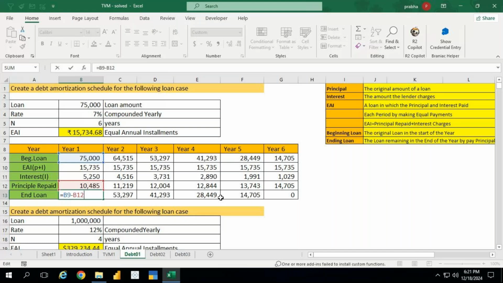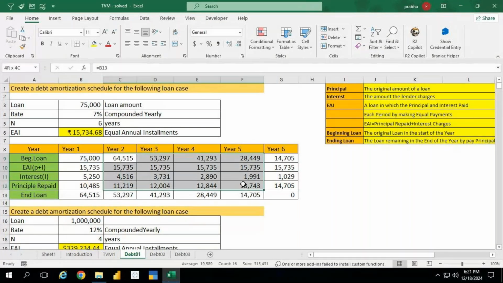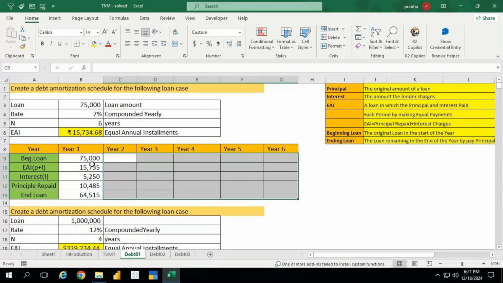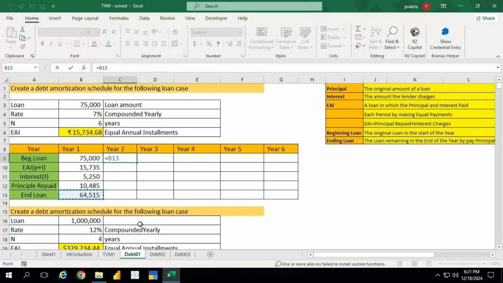Ma'am, can you explain from the year 2, ma'am? So first year you people have understood, I believe. So first year end loan is done. So this end loan will become the beginning loan for the next year. Okay. So once this is done, I am going to apply the fill handle till the sixth year.